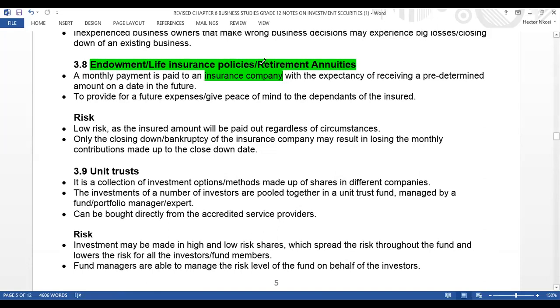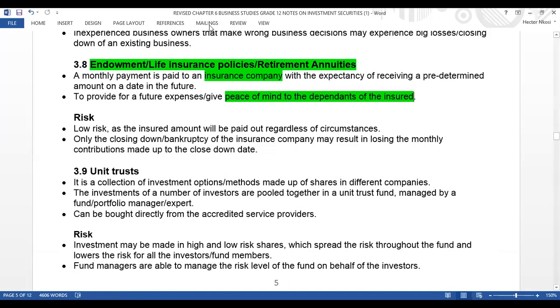Also, let's look at life insurance. It's to provide a future expense or give peace of mind to the dependents of the insured. So it also gives you what? Peace of mind. Because guys, if you know that you have insured someone, you don't have to stress or worry going forward, because you would know that at least there will be some sort of cash left to cover the dependents.